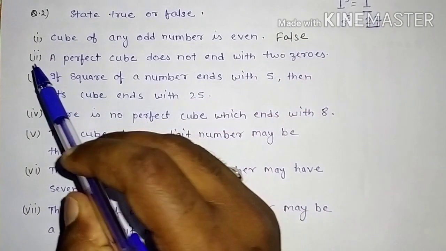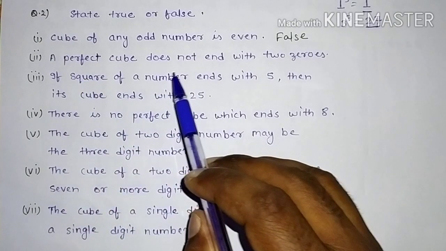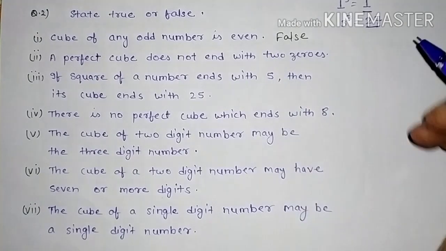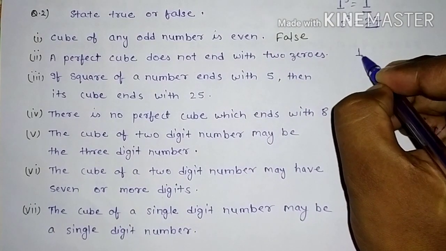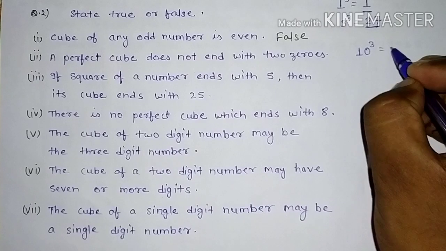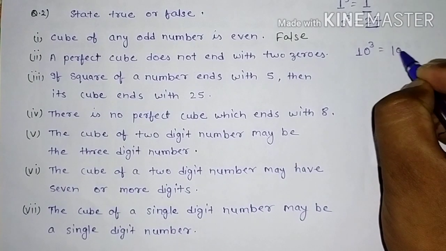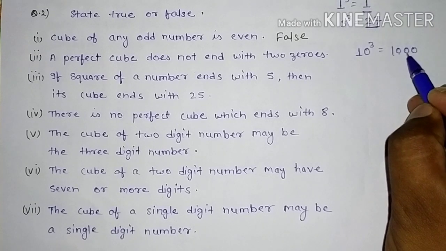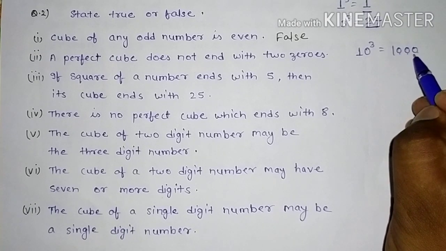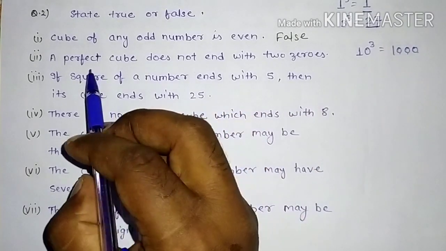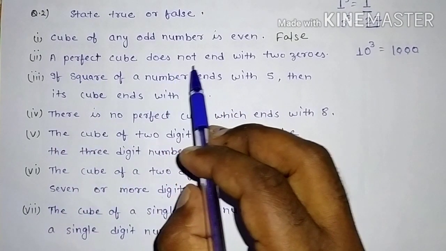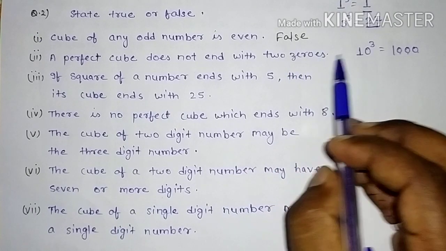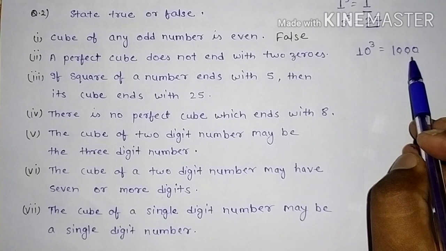Similarly, the second statement: a perfect cube does not end with two zeros. So let's take the example 10. The cube of 10 is 10 into 10 into 10, that is 1000. So how many zeros are there? 1, 2, 3. 3 zeros are here. So what is the statement here? A perfect cube does not end with two zeros. So this is a false statement because there are 3 zeros.